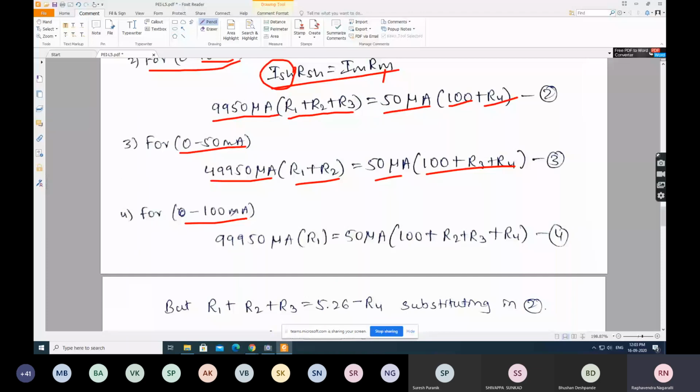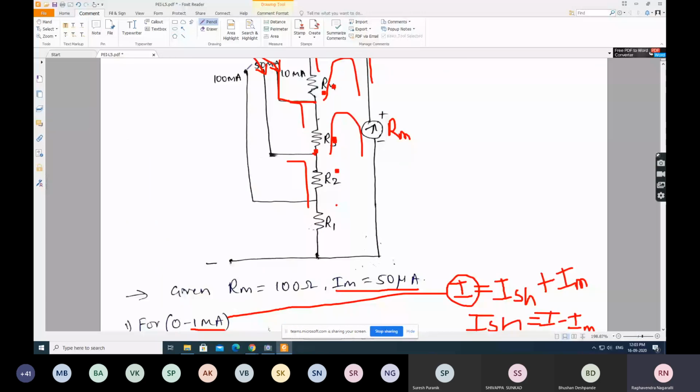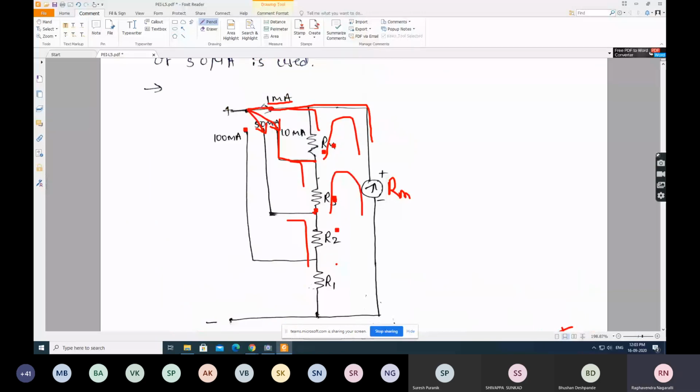So this is the ISH value, and now there is only one resistance. So here is the 100 milliamps. So this is the switch position now. So here is the connection. So now we have two paths. One is like this and other is like this.